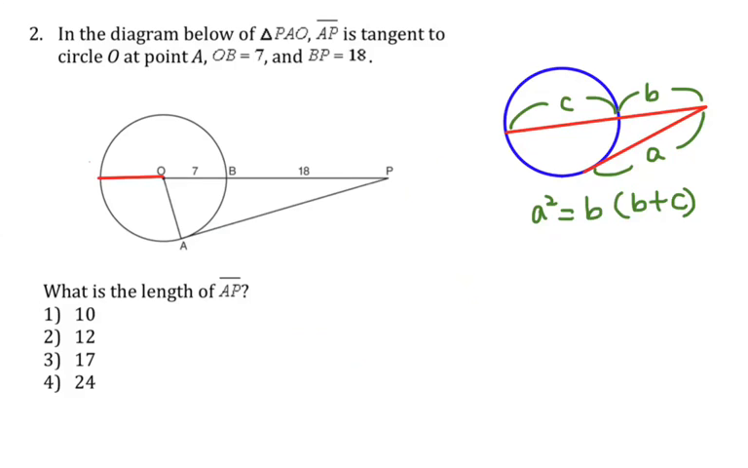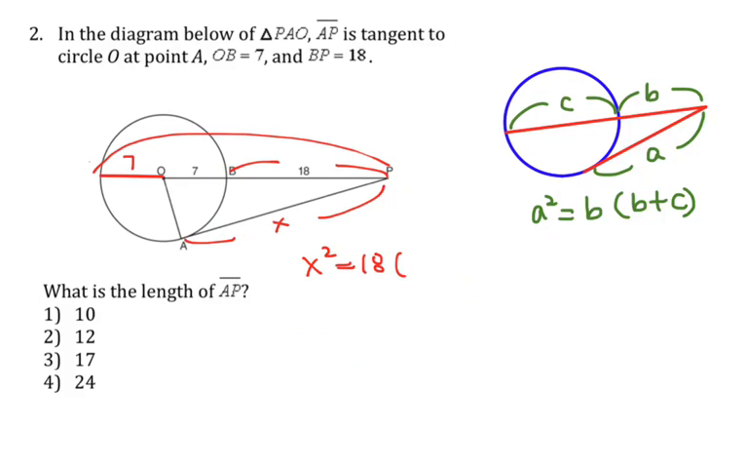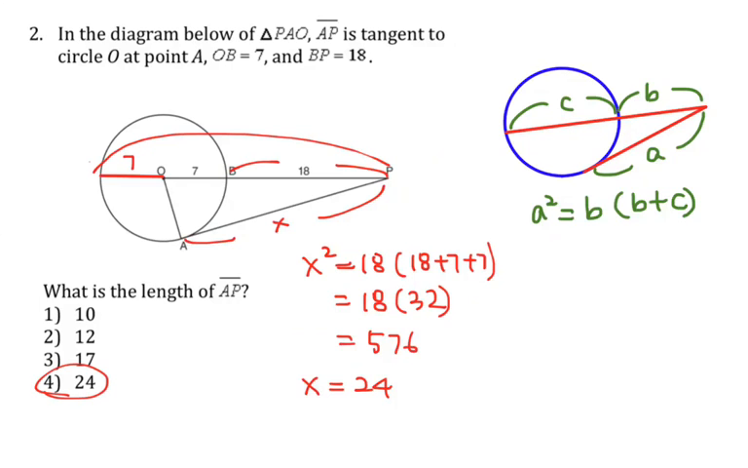Now, but notice that in this picture, this secant didn't go to the other side of the circle. So if I extend this one a little bit further this way, then you will realize that it will be also 7 as well. I'm looking for AP, so I'm going to call that X. Then X squared is equal to the outside, which is 18, times the whole thing here. The whole thing will be 18 plus 7 plus 7, combining everything together, which is 32. So 18 times 32, I believe, becomes 576. So X, when you take the square root of it, becomes 24. So the answer is choice 4.